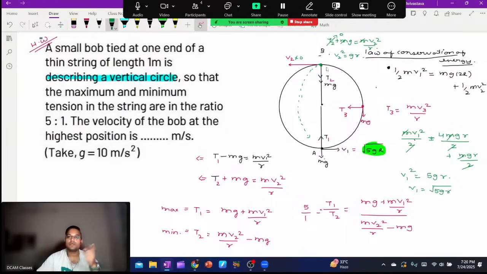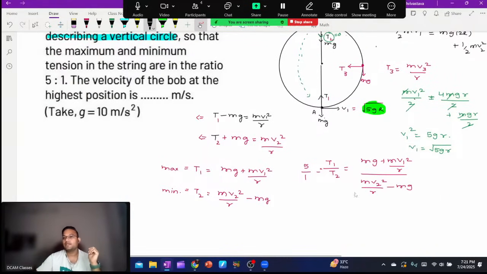But if it has to describe the complete vertical circle, in the maximum case, the tension at the top point should become zero. You remember, if you are feeling confusion here, if it has to describe the complete circle, then its velocity v2 is not zero, but the tension T2 will be equal to zero. Okay, that's why you get v1 is equal to root 5gr.